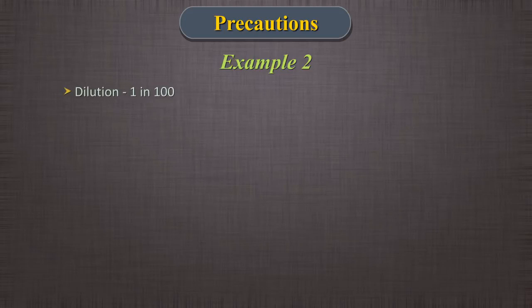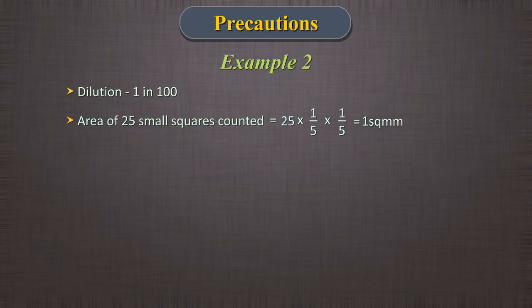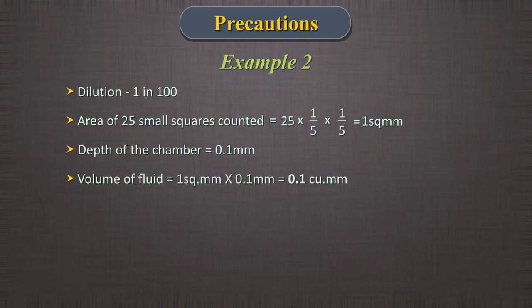Example 2. Dilution used 1 in 100. If using whole of central square, then area of 25 small squares is equal to 25 multiplied by 1/5 millimeter multiplied by 1/5 millimeter, is equal to 1 square millimeter. Depth of the chamber is equal to 0.1 mm. Therefore, volume of the fluid in the central square is equal to 1 square millimeter multiplied by 0.1 mm, is equal to 0.10 cubic millimeter.